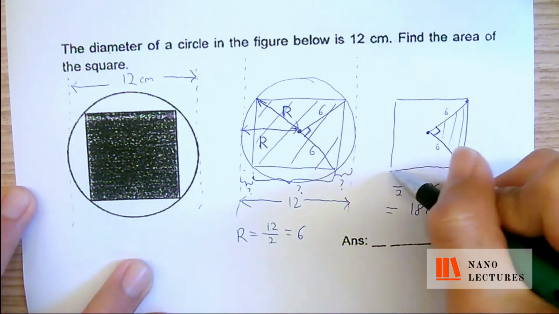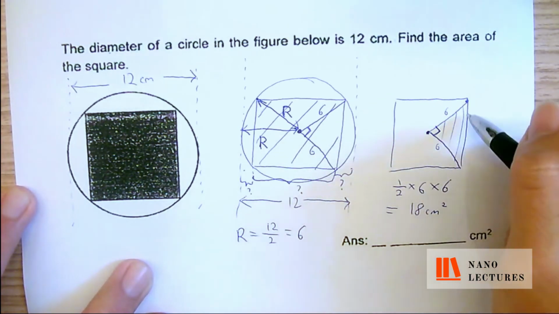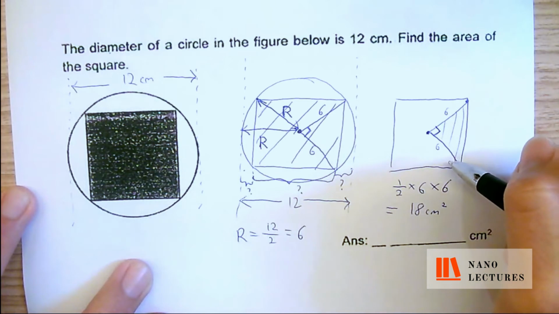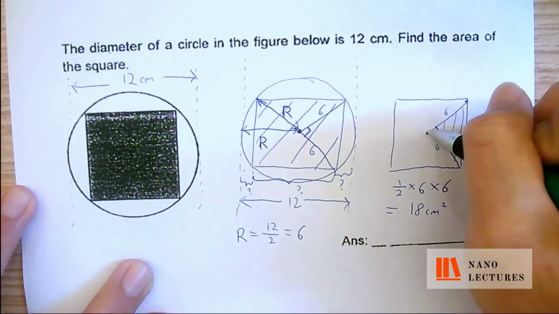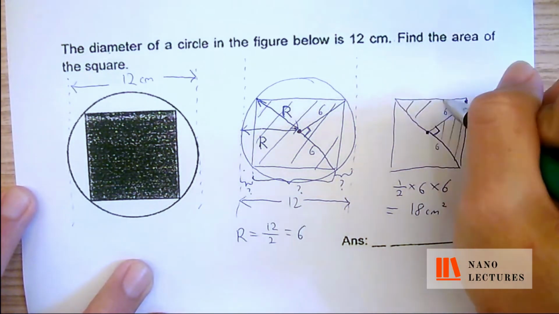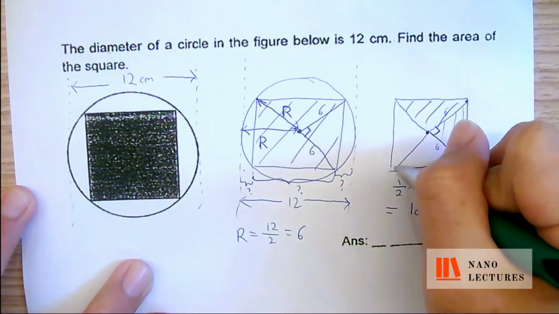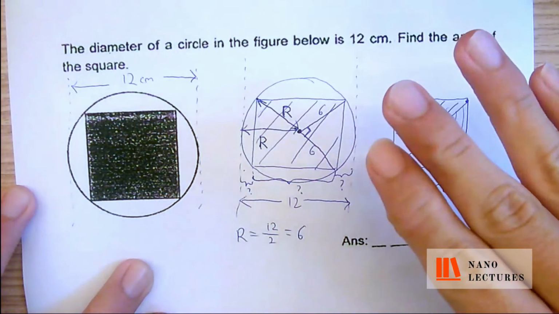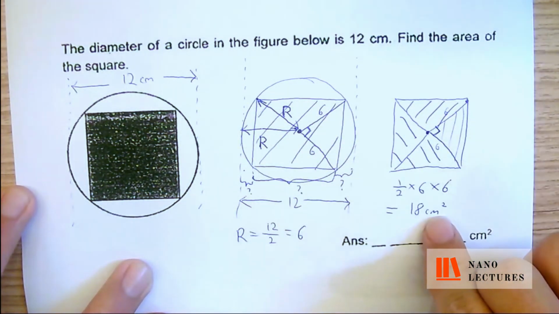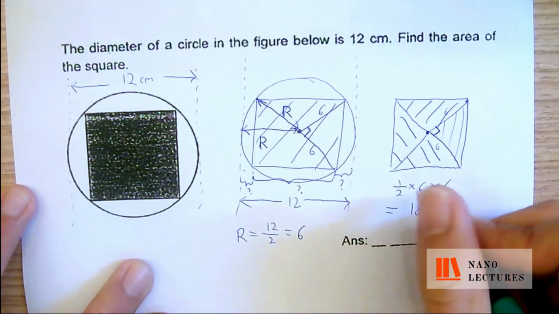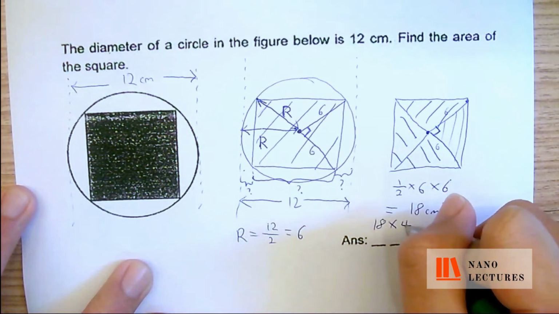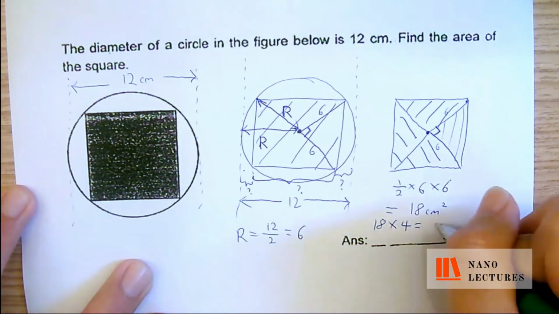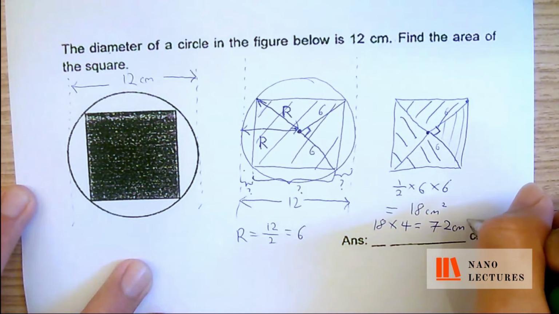For a square, how many of such triangles can be fitted inside? It will be 4. Okay, so it's 1 triangle, 2 triangles, 3 triangles, and 4 triangles. So total will be 4 triangles in one square. We already found the answer for 1 triangle, so we just take 18 multiplied by 4. That will give us 72 cm squared.